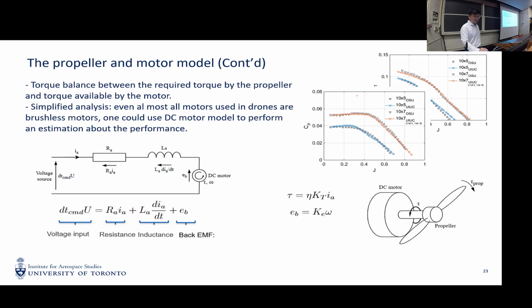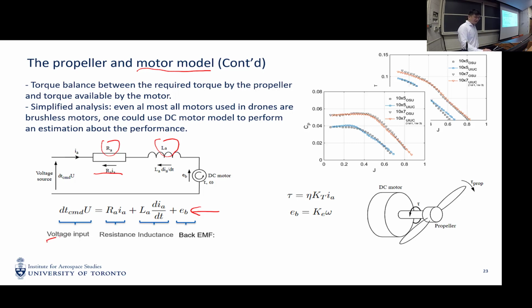So here is how we do the motor model. Although the majority of motors used are brushless, during the modeling process you can still assume that you use a brushed DC motor. The principle of modeling such a system is that you have a resistance. This is the diagram of the circuit, where R is the resistance, L is the inductance, and E_b is the so-called back EMF.